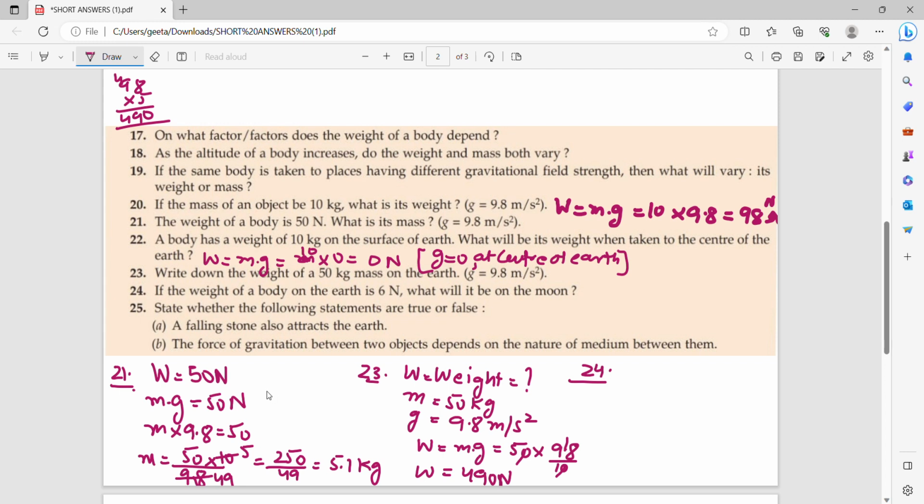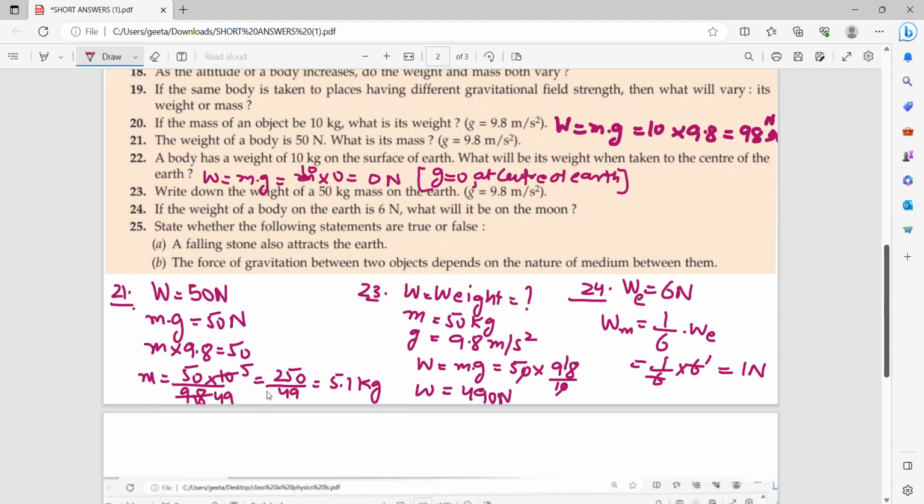Weight of the body on earth, 6 newton is given. We have to find out the weight of the object on moon. You know, weight of an object on moon is 1 by 6th of the weight of the object on earth. So 1 by 6 into 6, that means 1 newton will be left. I hope this is clear to you.